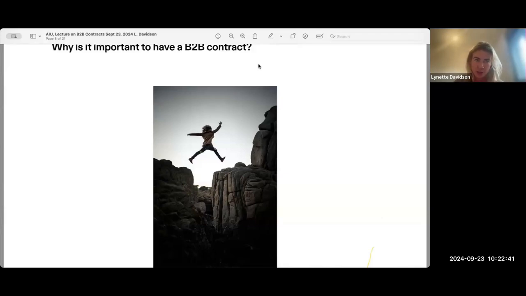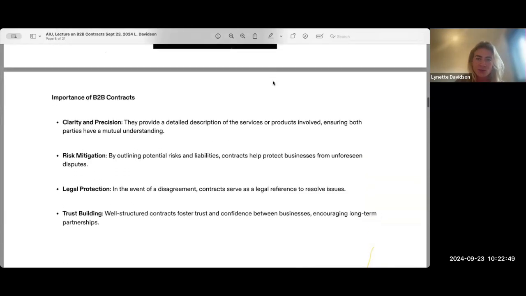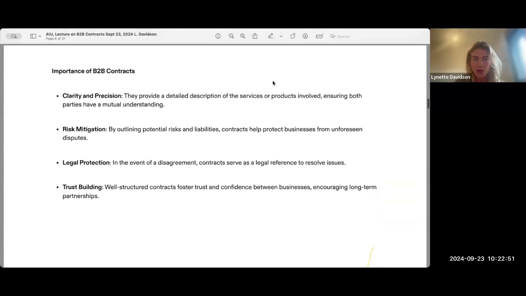And you could, for example, sue the company because there is a failure to perform under the agreement. It's a breach of the agreement. So it's really important for different reasons. So the first one we just discussed, because a contract can give you more precision. It's more clear what is going to be performed under the agreement. So both parties have a mutual understanding.